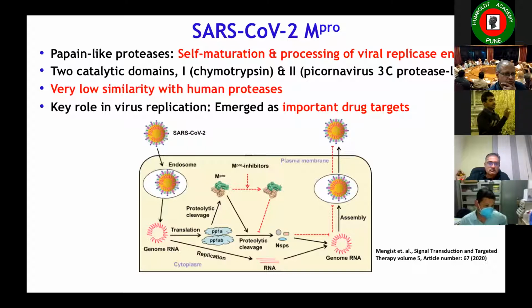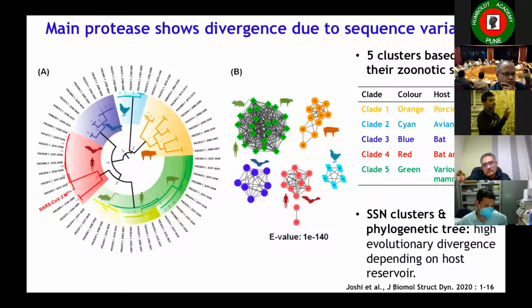The interesting thing is, if you look at the similarity of this protease with human proteases, there is no similarity. So that's a good target, because it could be very specific to the virus and will not have any adverse effect on humans. If you develop a molecule on the basis of this, it will have very few side effects. So we used these three targets, and before that we thought about whether this is a good target.